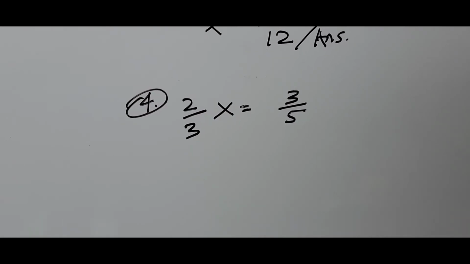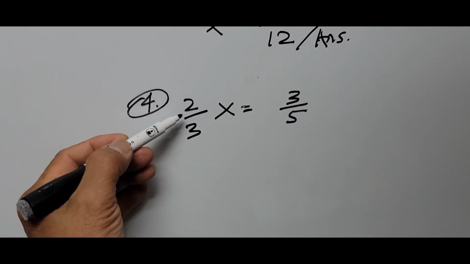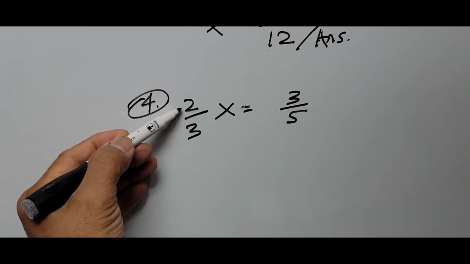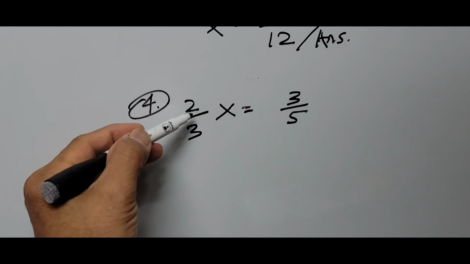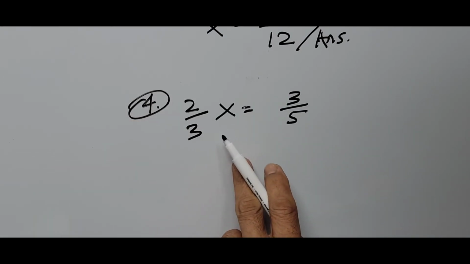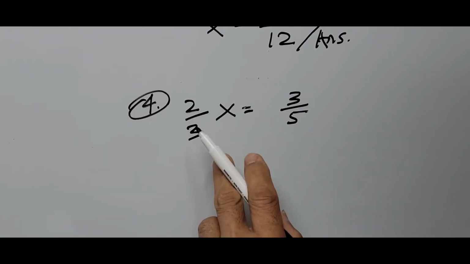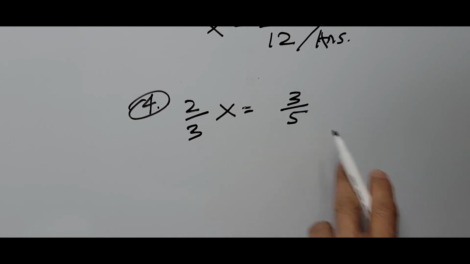Now let's go to example number 4. We have numerator, we have denominator. That's the part of the coefficient that's next to x, variable x. So 2/3 x is equal to 3/5. Now we're employing the transposition method.